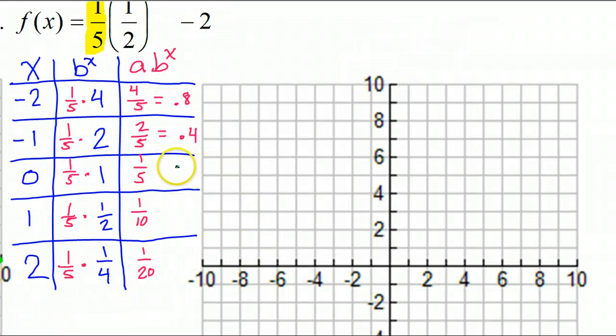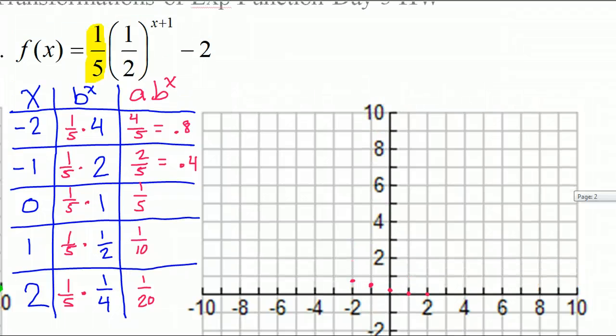All right, it's time to go ahead and graph this skeleton. So at -2, we're at 0.8, which is almost 1, but not quite. At -1, we're at 0.4. That's a little bit below 0.5, so just a little bit below the middle. At 0, we're at 1/5, which is almost on the line. And by the time we get to 1, we're at 1/10. 1/10 is so tiny that it's going to pretty much just appear to be on the line. Same with 1/20th, really tiny. Okay, fine. So that is the skeleton.